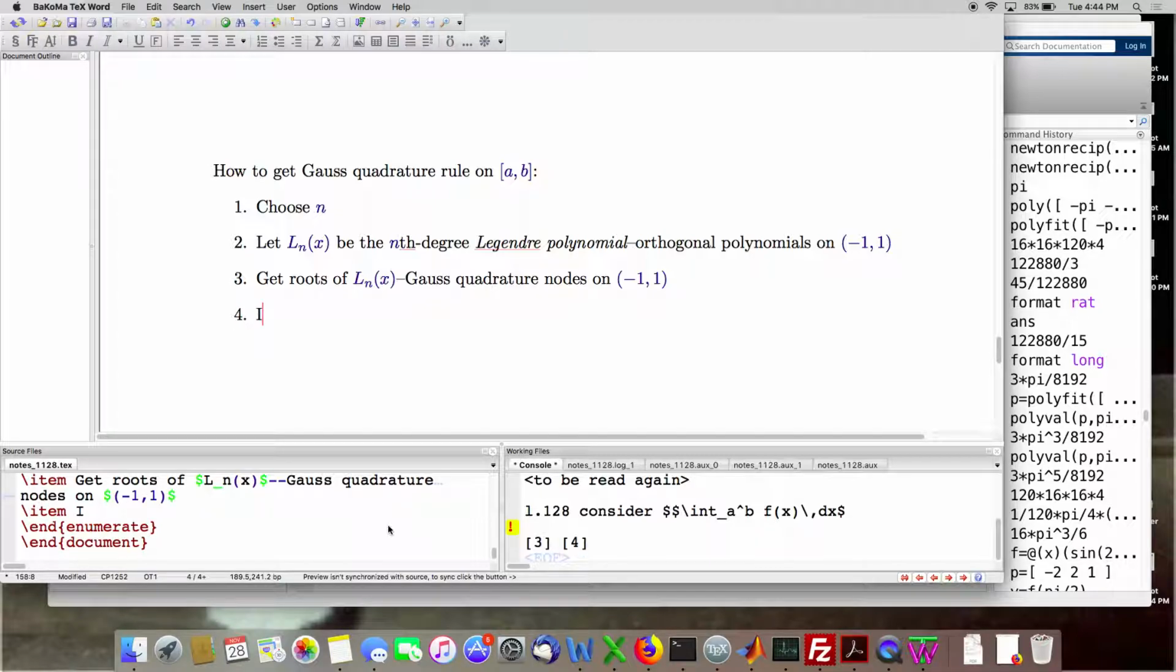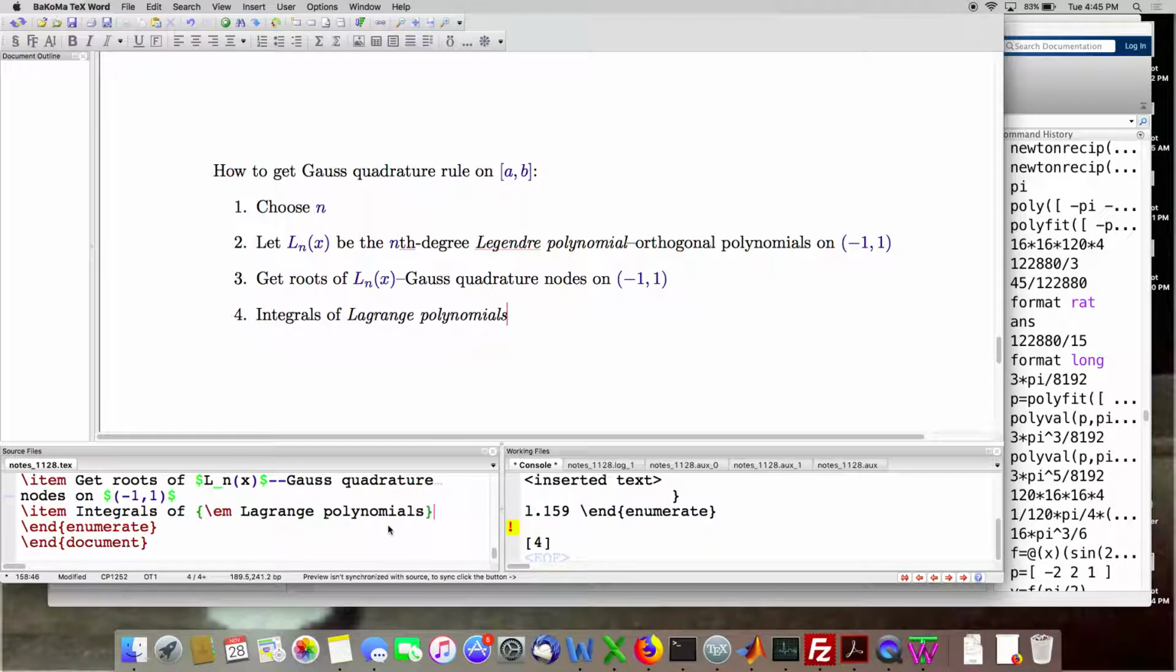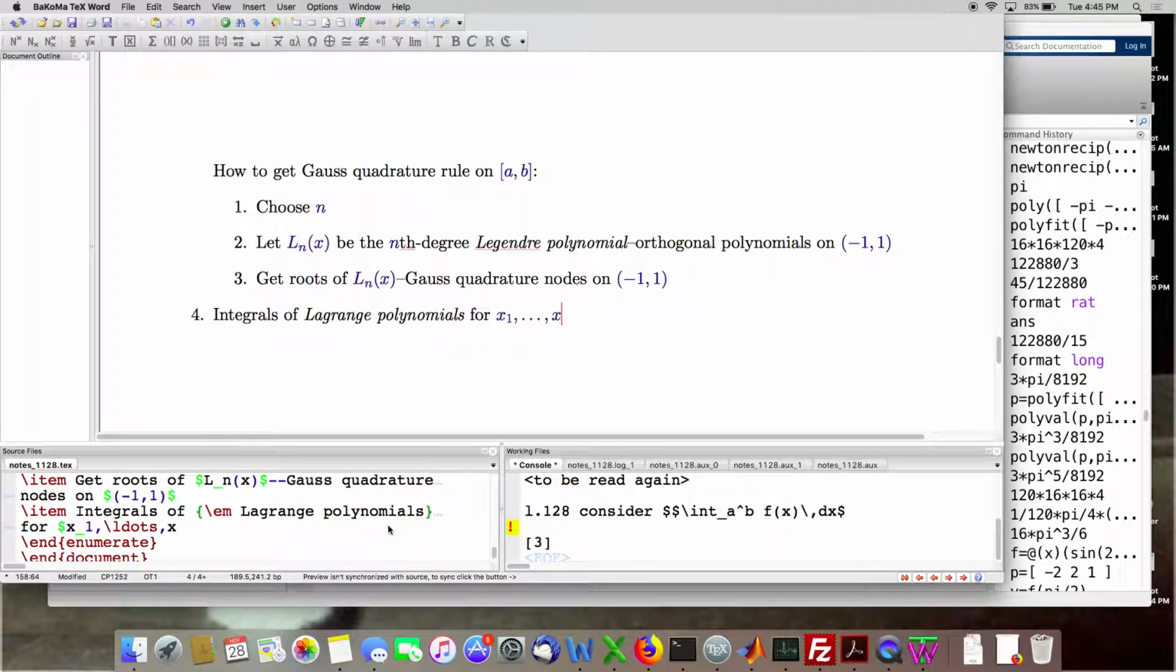And then the integrals of the Lagrange polynomials. Now, Legendre, Lagrange. They both start with L. They both have G and N in them. They are totally different. I'll head that off right now. And we've seen Lagrange polynomials before. You know what those are. Okay, so the integrals of Lagrange polynomials for these nodes that we have.